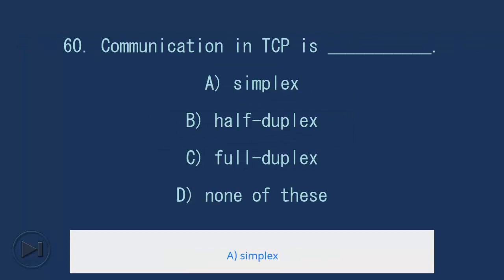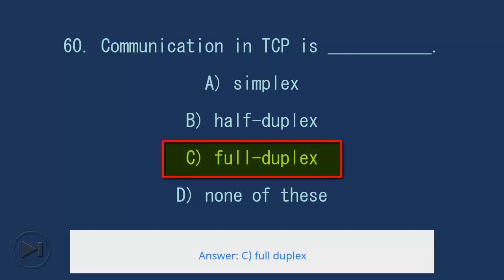A, simplex. B, half duplex. C, full duplex. D, none of these. Answer, C, full duplex.